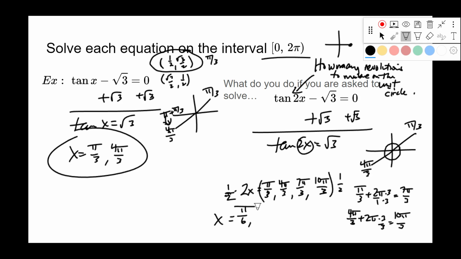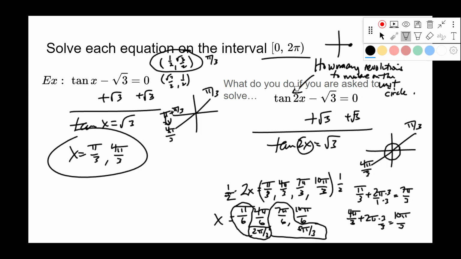So I get pi over 6, 4 pi over 6, 7 pi over 6, and 10 pi over 6. 4 pi over 6 is really 2 pi over 3 in lowest terms. 10 pi over 6 is 5 pi over 3. So I get 4 answers: 5 pi over 3, 7 pi over 6, 2 pi over 3, and pi over 6. Trying to loop all the answers around together. There we go. Okay, that sort of worked. And those are my 4 answers to this problem.